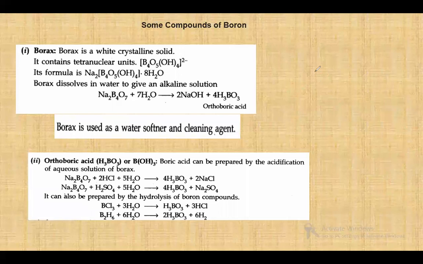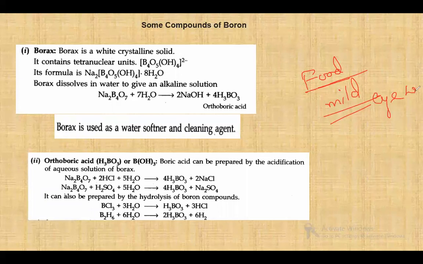Boric acid is used as a food preservative and is a mild antiseptic. Hence, it is used in eye wash. Have you heard about eye wash? The solution you use is boric lotion or boric solution, the same as eye wash. It is also used in the manufacture of borax.